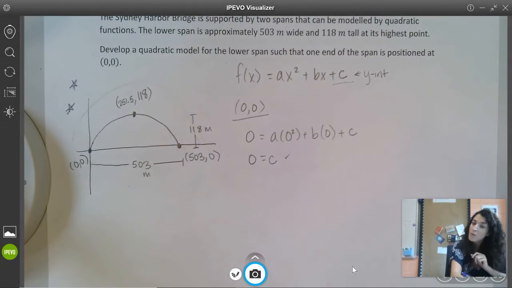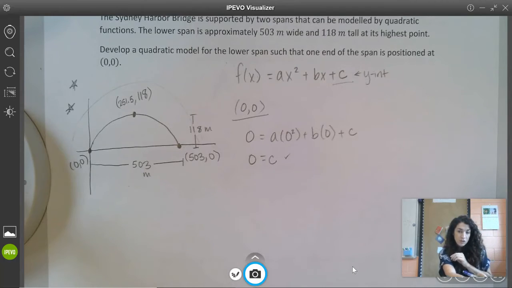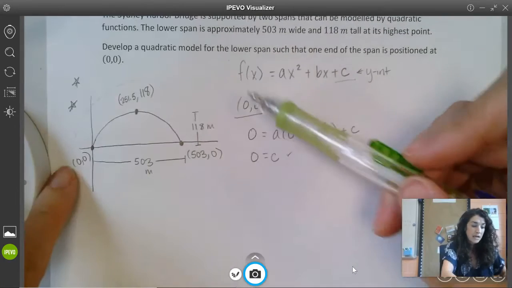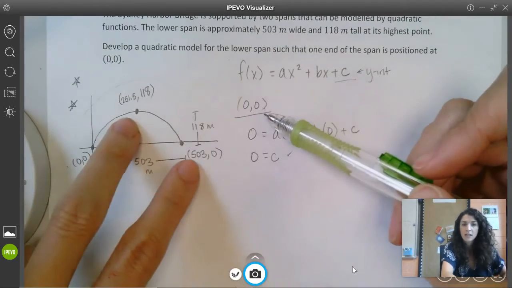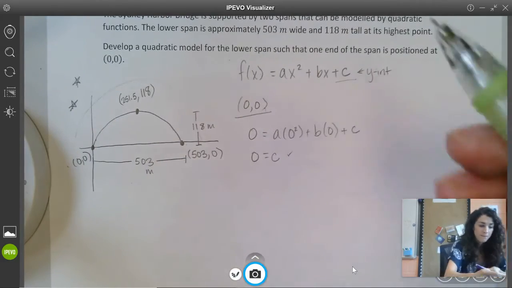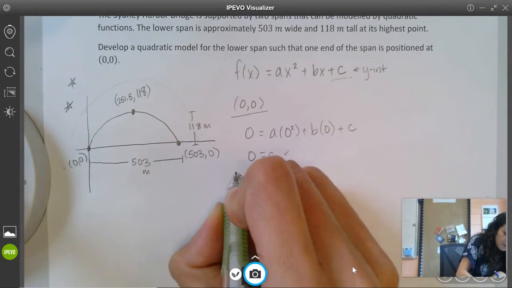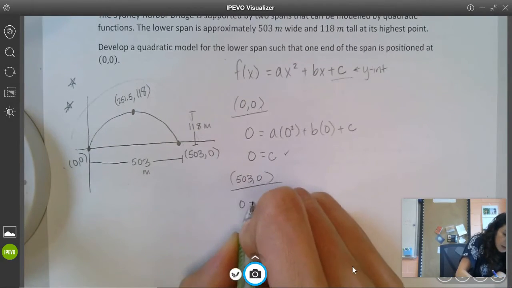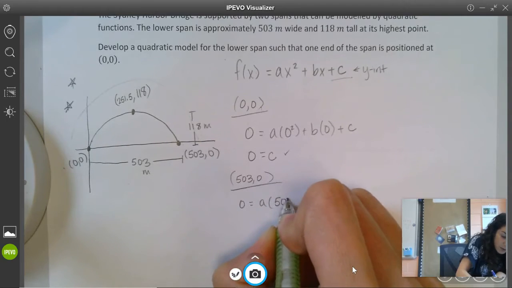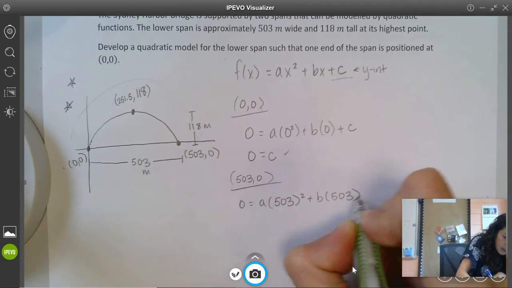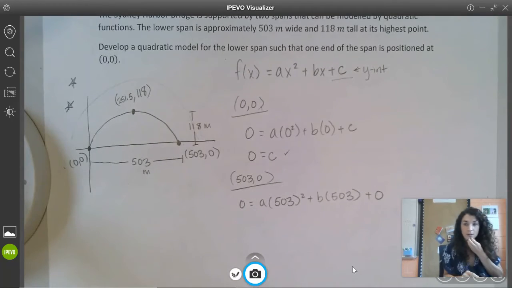Okay, we just solved for c. Boom, done. Now we have 2 parameters. We need 2 equations to create in order to solve for those 2 unknowns. We've solved for c by plugging in one piece of information. We're going to plug in the other 2 pieces of information to get a and b. Okay. Let's do 503, 0. 0 equals a times 503 squared plus b times 503 plus c, which is 0.